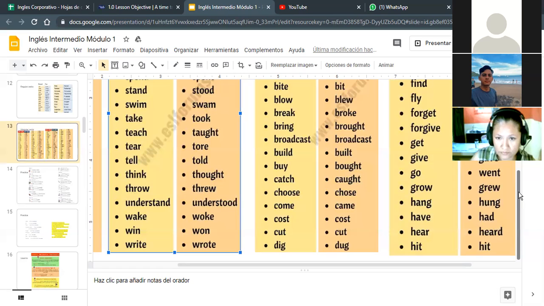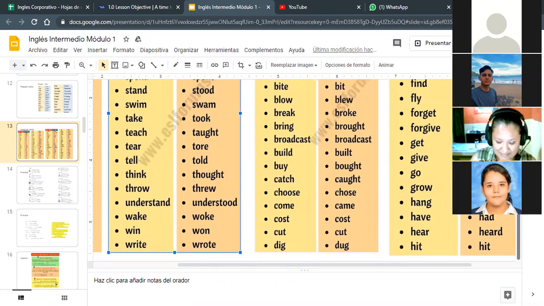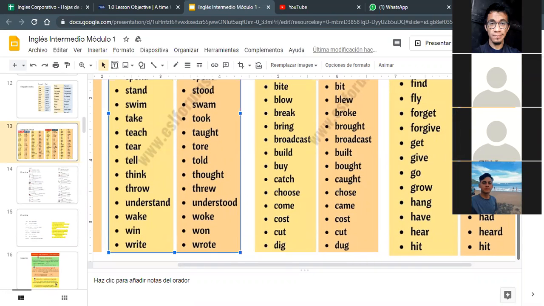Okay. My dog beat me yesterday. Okay. The next one is blow. What is blow? For example, when you have a balloon or a glove, and then you put it on your mouth and then you blow on it. Very good example.